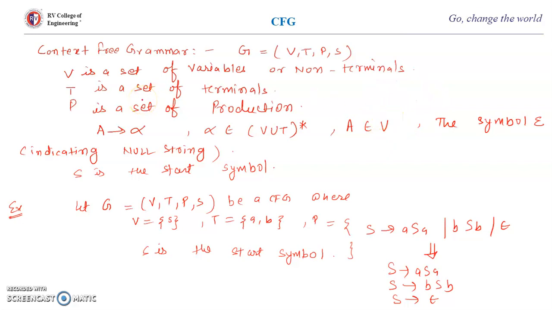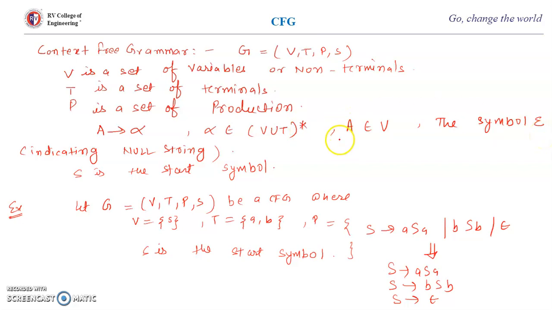So the left hand side of the production, that is A, should be a single non-terminal. That means there is only one symbol A on the left hand side of the production and that symbol must be a non-terminal. And the right hand side of the production is alpha, where alpha belongs to (V union T)star. When I say star, that means it includes the null string also. So the null string is nothing but epsilon.